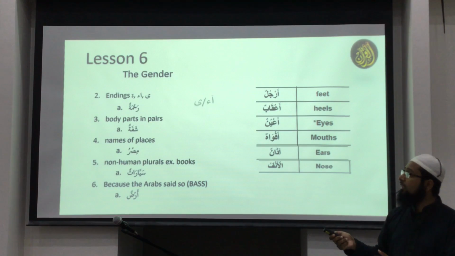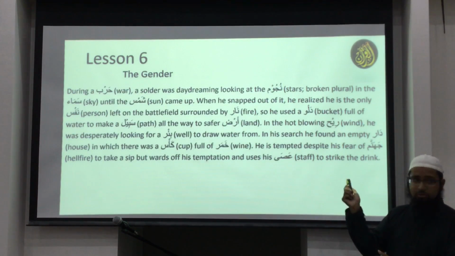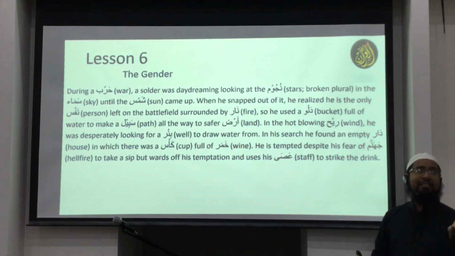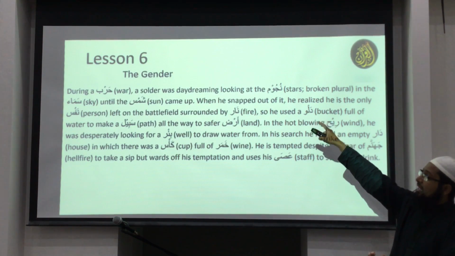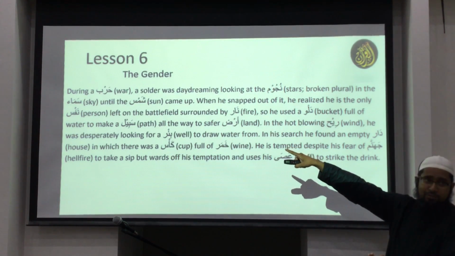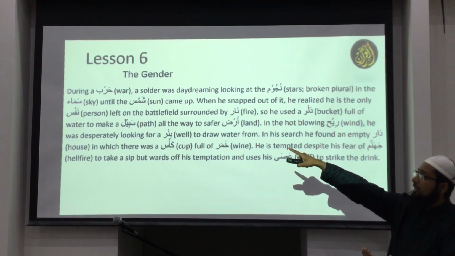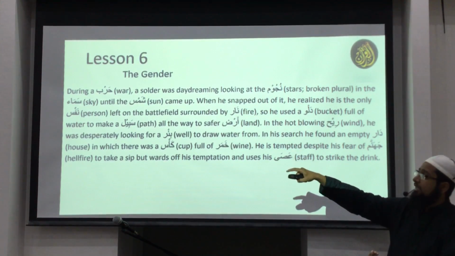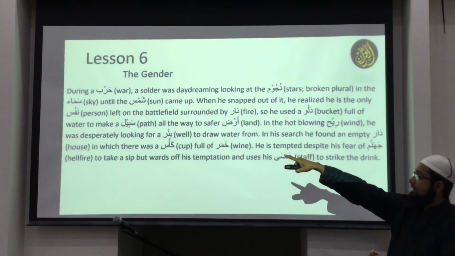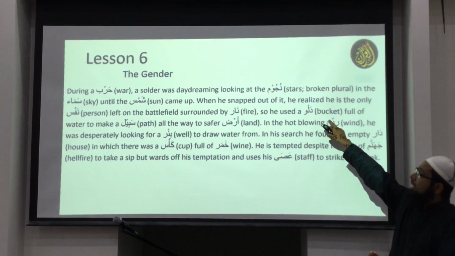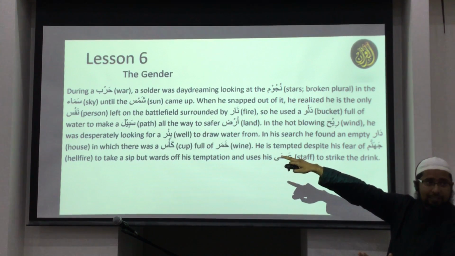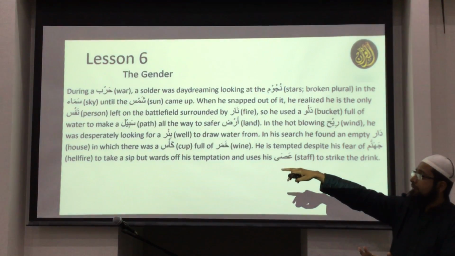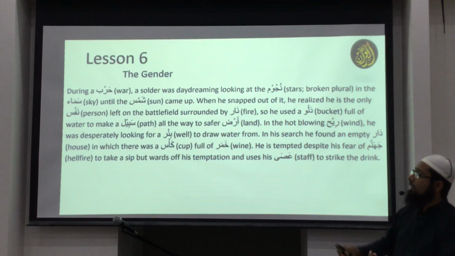To remember those, we actually had a short story, a paragraph, to remember what the words are. They are feminine without any reason, because the Arabs say so. Like the words nujum, stars, harb, war, shams. So many times Allah mentions shams, the sun, in the Quran. But qamar is masculine. Also sama, sky, dallu, bucket, nar, fire, ardun, land, sabil, as in fi sabilillah, or tariq. All the words meaning path are feminine.